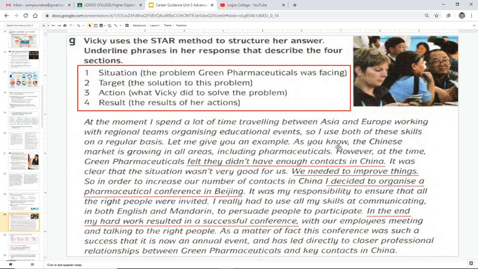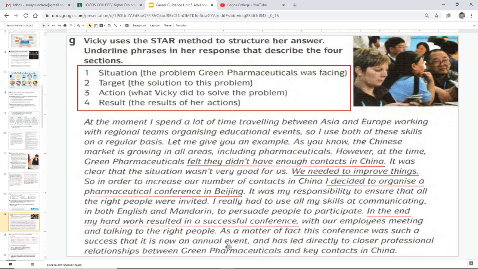As you know, the Chinese market is growing in all areas, including pharmaceuticals. However, at the time, Green Pharmaceuticals felt that they didn't have enough contacts in China. It was clear that the situation wasn't very good for us. We needed to improve things. So in order to increase our number of contacts in China, I decided to organize a pharmaceutical conference in Beijing. It was my responsibility to ensure that all the right people were invited. I really had to use all my skills at communicating in both English and Mandarin to persuade people to participate.